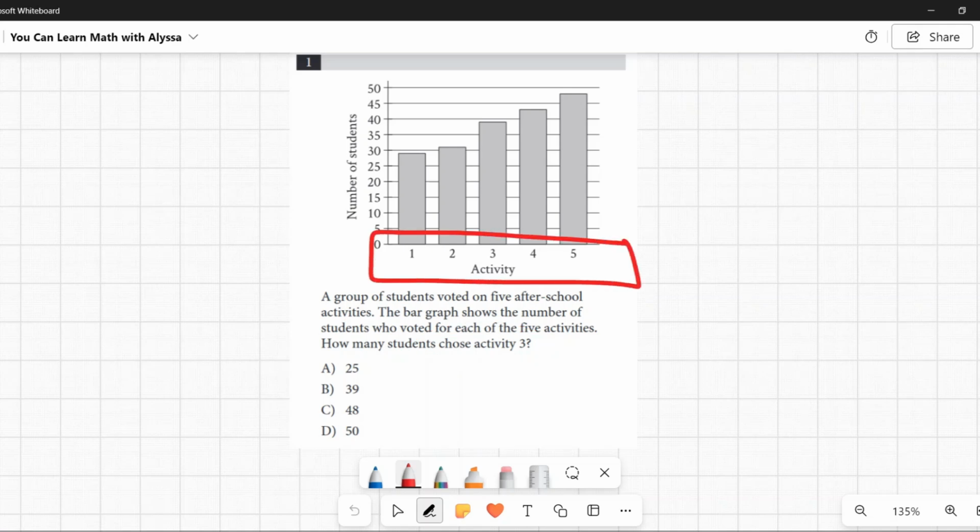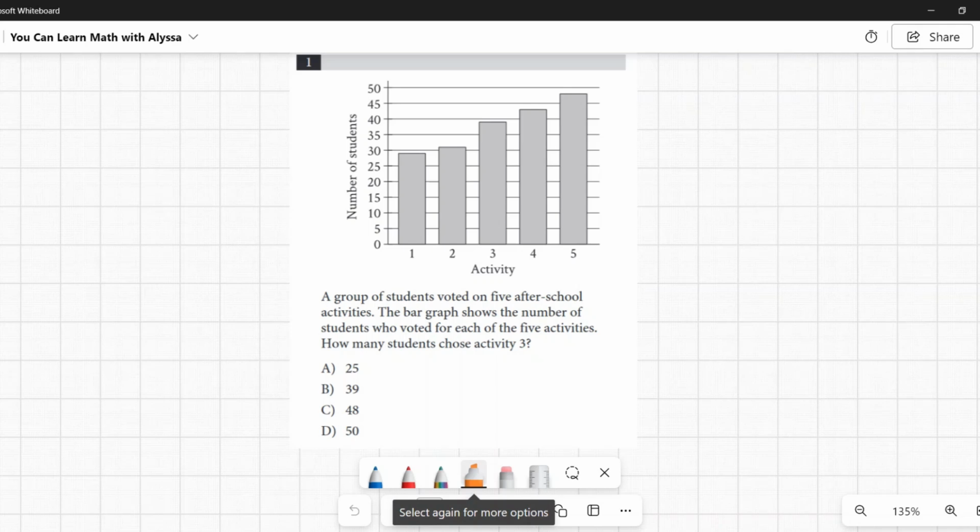Well, down here, these are our activities, and there is activity 3. So this is the bar that we want to be looking at in this bar graph. And so once we have that as our bar, let's look where it's at. Where is that bar hitting? How many students are we talking about? Well, we can see that it is between 35 and 40.